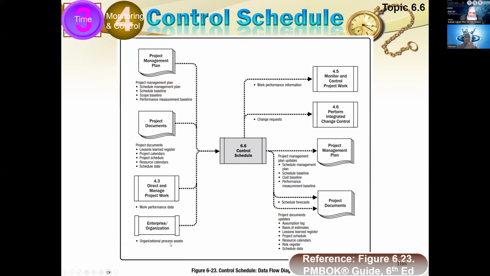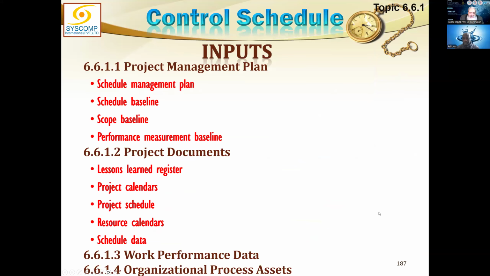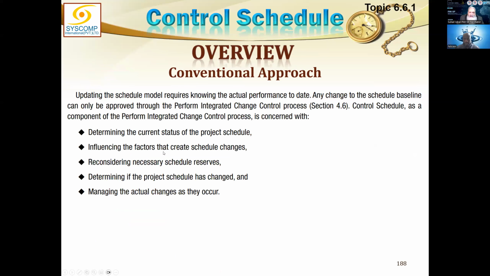So we started with work performance data coming here. We analyzed that and converted it into work performance information, and sent it to monitor and control project work. It received other work performance information from other controls, and ultimately, all consolidated, it could be converted into a work performance report. So the journey is work performance data to work performance information to work performance report. It's the overall report. So I don't need to say anything about all these things. They are the same. As far as control schedule is concerned, it is a conventional approach.